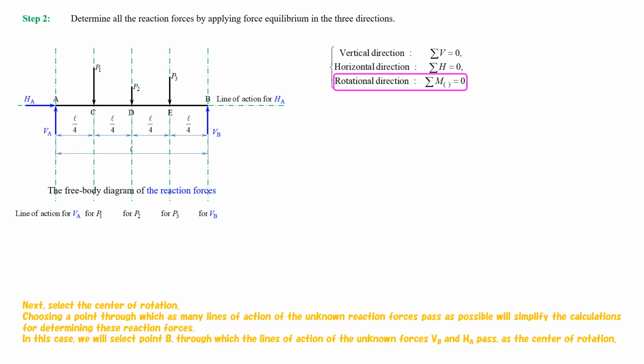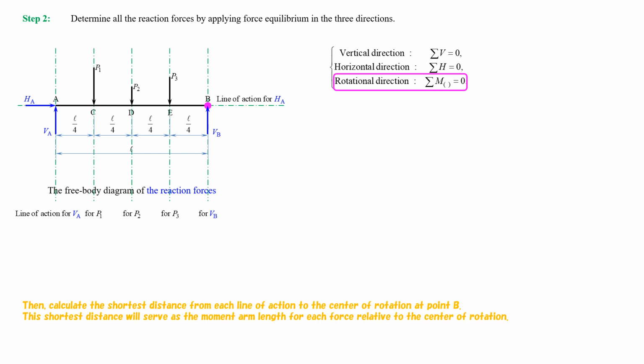Next, select the center of rotation. Choosing a point through which as many lines of action of the unknown reaction forces pass as possible will simplify the calculations for determining these reaction forces. In this case, we will select point B, through which the lines of action of the unknown forces VB and HA pass, as the center of rotation. Then, calculate the shortest distance from each line of action to the center of rotation at point B. This shortest distance will serve as the moment arm length for each force relative to the center of rotation.